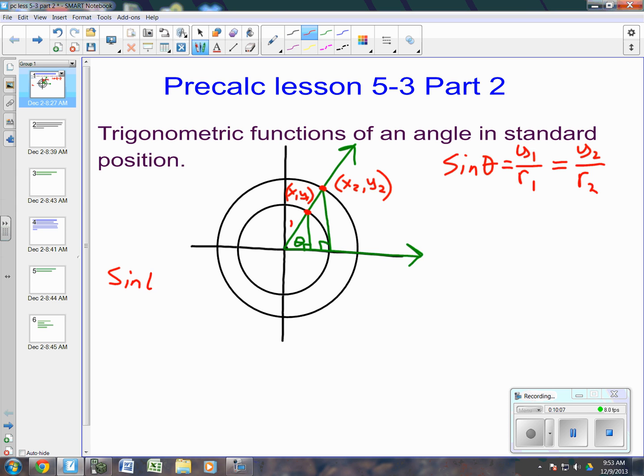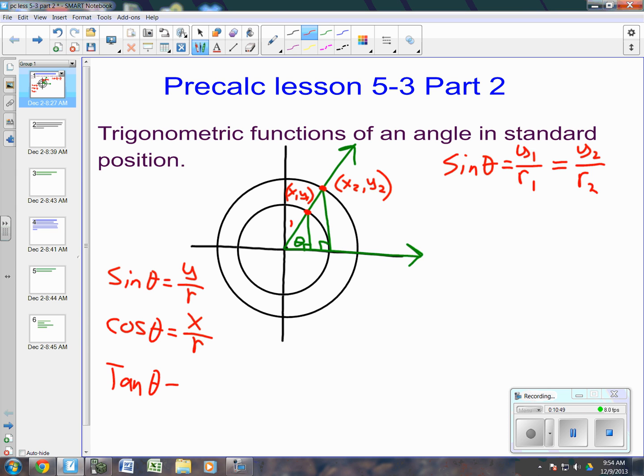Sine of theta equals y over r, right? How is this different from when we did the unit circle? What's the definition of sine on the unit circle? It was y over 1, right? Because the radius was 1. But now all of a sudden our radius is not 1, so it's going to be y over whatever the radius is, right? So the only difference is that the radius is not 1. So what's the cosine going to be? x over r, right? Instead of x over 1, or the x coordinate, it's going to be x over r.